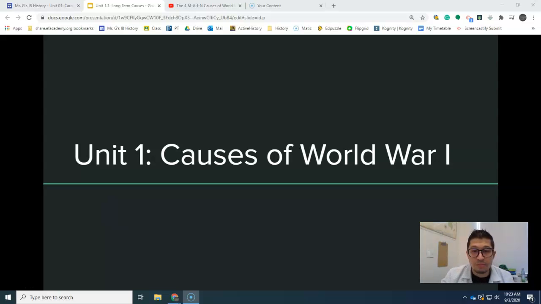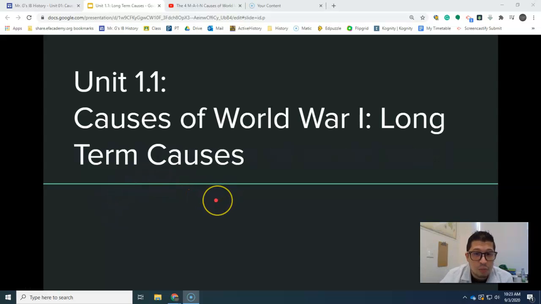All right, we're in unit one, which is going to be the causes of the First World War. Okay, let's just get into it. Unit 1.1 is going to be the long-term causes of the First World War.